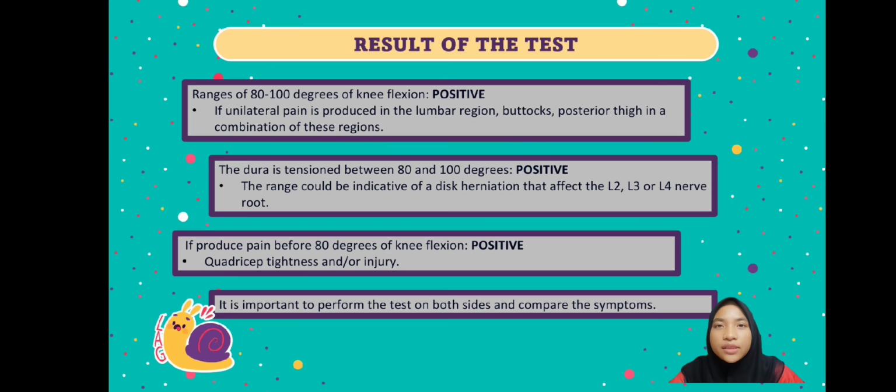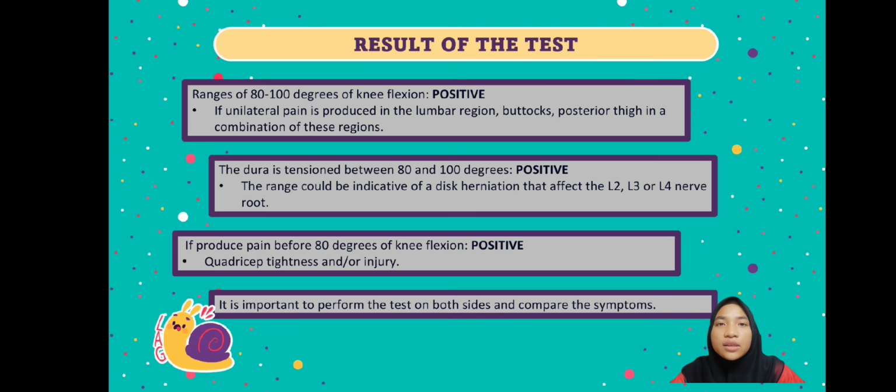For the result of the test, the range is 80 to 100 degrees of knee flexion. Positive for unilateral pain is produced in the lumbar region, buttock, posterior thigh, or a combination of these regions. The dural tension between 80 to 100 degrees is positive. This range could indicate disc herniation affecting the lumbar L2, L3 and L4 nerve roots.